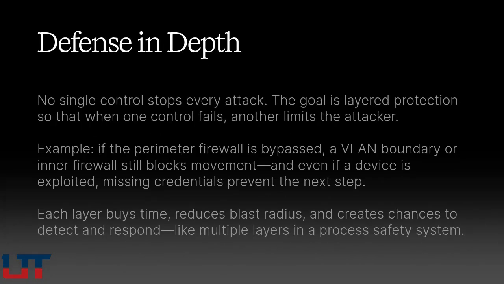The goal of defense in depth is to ensure that when one control fails, another is in place. So an attacker who bypasses the perimeter firewall will hit a VLAN boundary, or an attacker who crosses the VLAN boundary hits a more tightly configured inner firewall. An attacker who exploits a vulnerability in one device finds they have no credentials for the next system. Each layer buys time, limits the blast radius, and creates opportunities for detection and response.